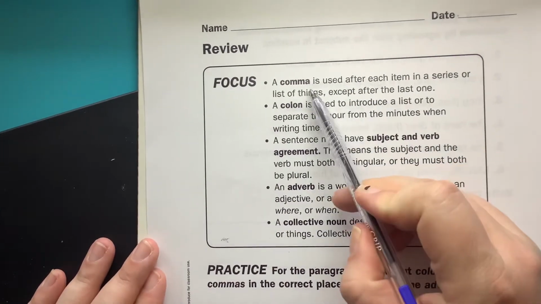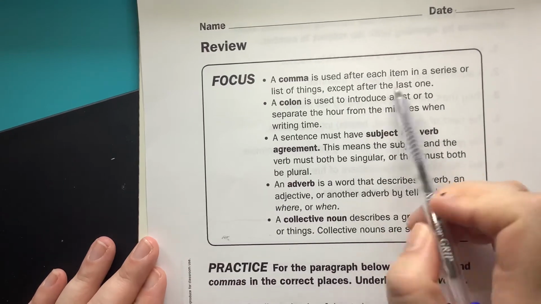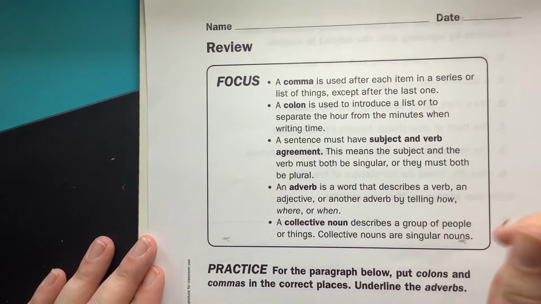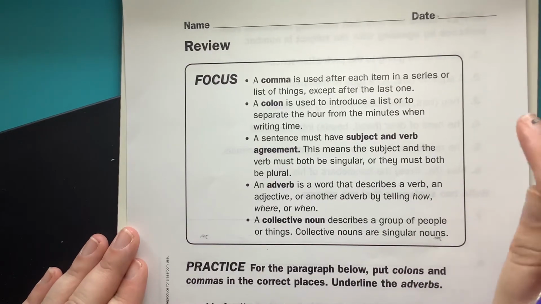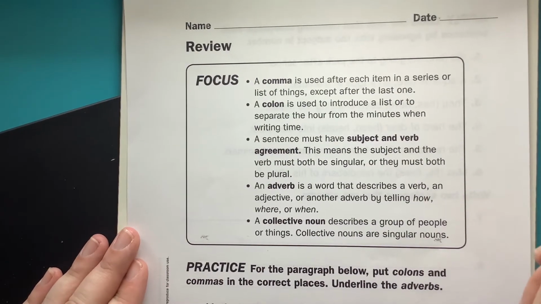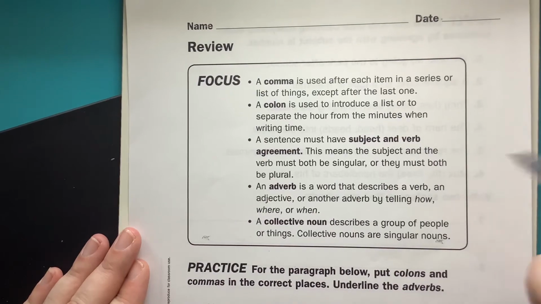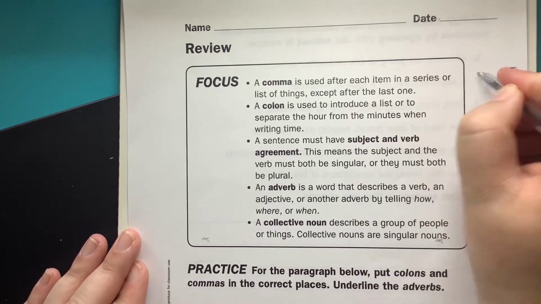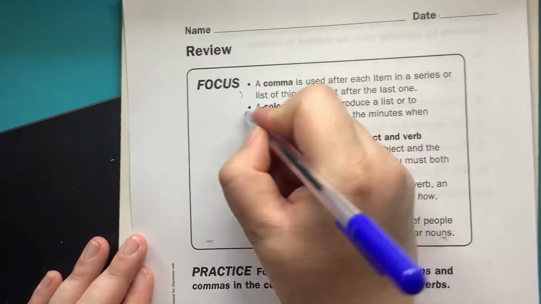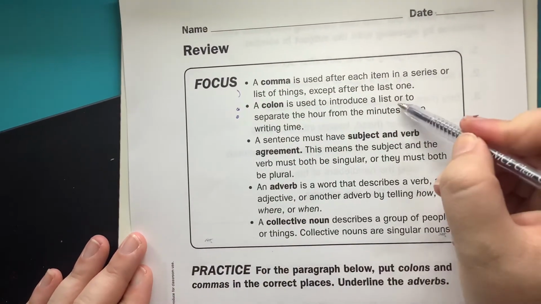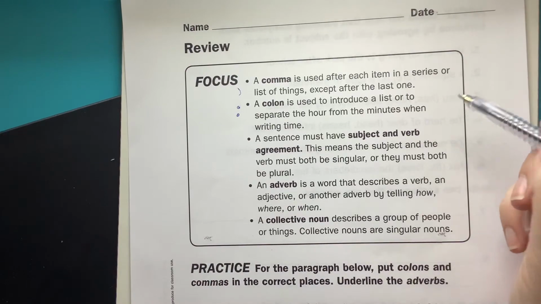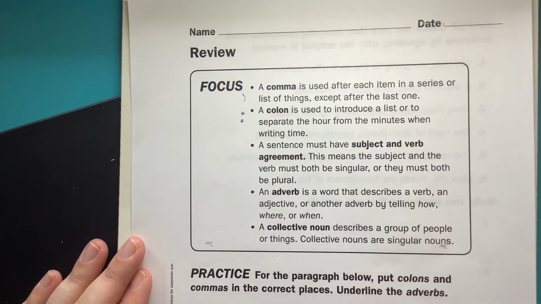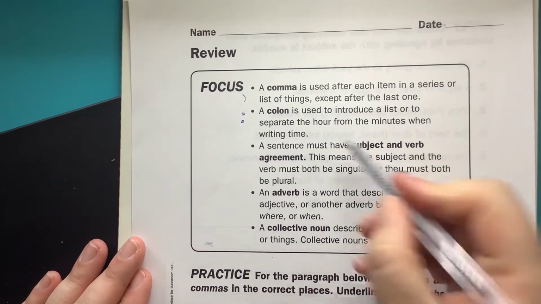Okay, so the comma, zoop, is used after each item in a series of things, except for the last one. So like in a triple whammy, I like peas, zoop, pie, zoop, and cake. That's a weird series, but you know, in a series. A colon, we've practiced this before, is used to introduce a list or to separate the hour from the minutes when writing time, which you're going to do on your next math section, which is very exciting.